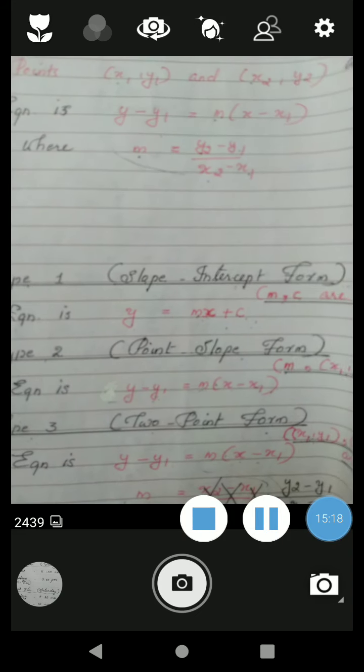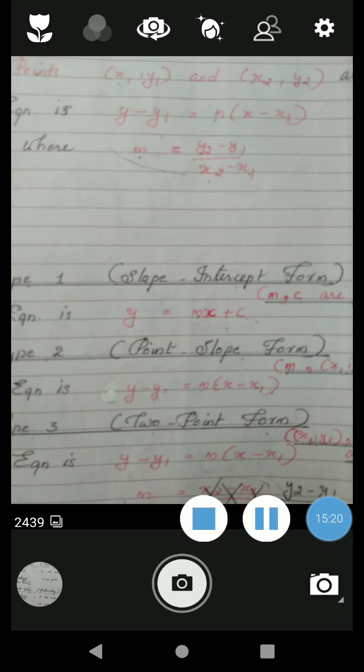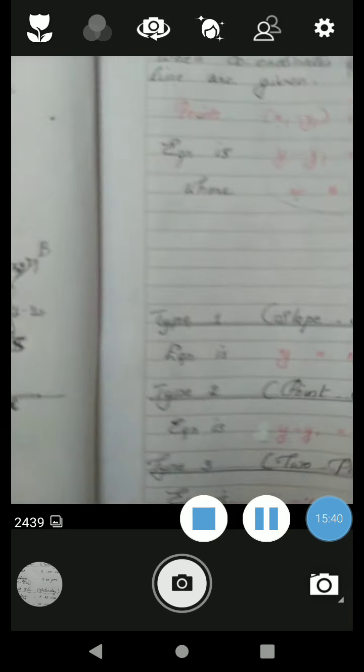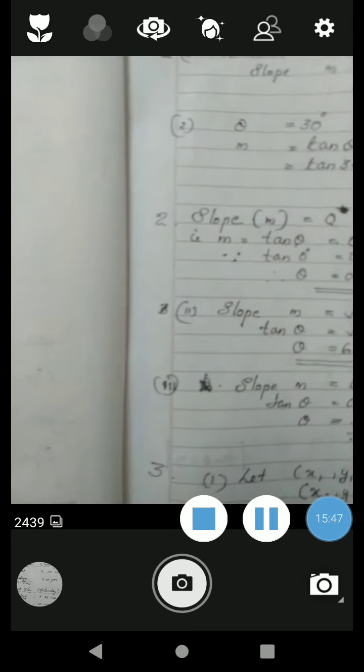Type 1, type 2 and type 3. Some portions are reduced from this chapter, so we are doing very few questions from this chapter. Just look at exercise 14C, question number 1.